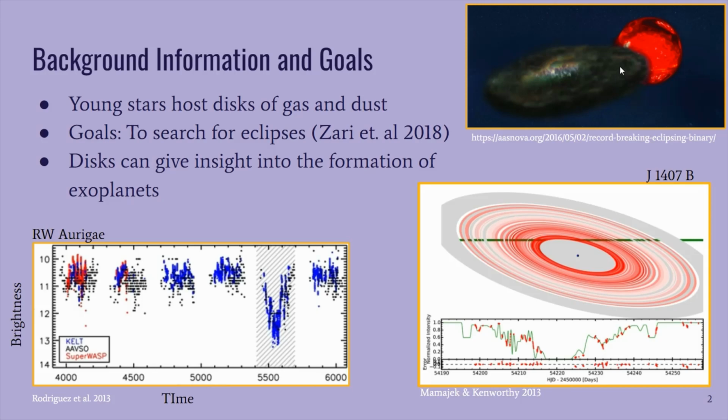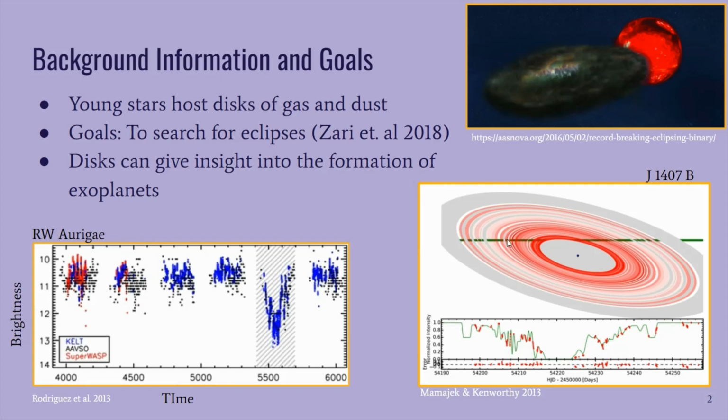An example of this phenomenon happening is in the RW system. A light curve of this star can be shown here, and a light curve is simply the brightness of a star over a period of time. In this shaded region here, we see where the eclipse occurred, and we can see that the brightness decreased by a significant amount. Another example of this phenomenon occurring is in the J1407b system.